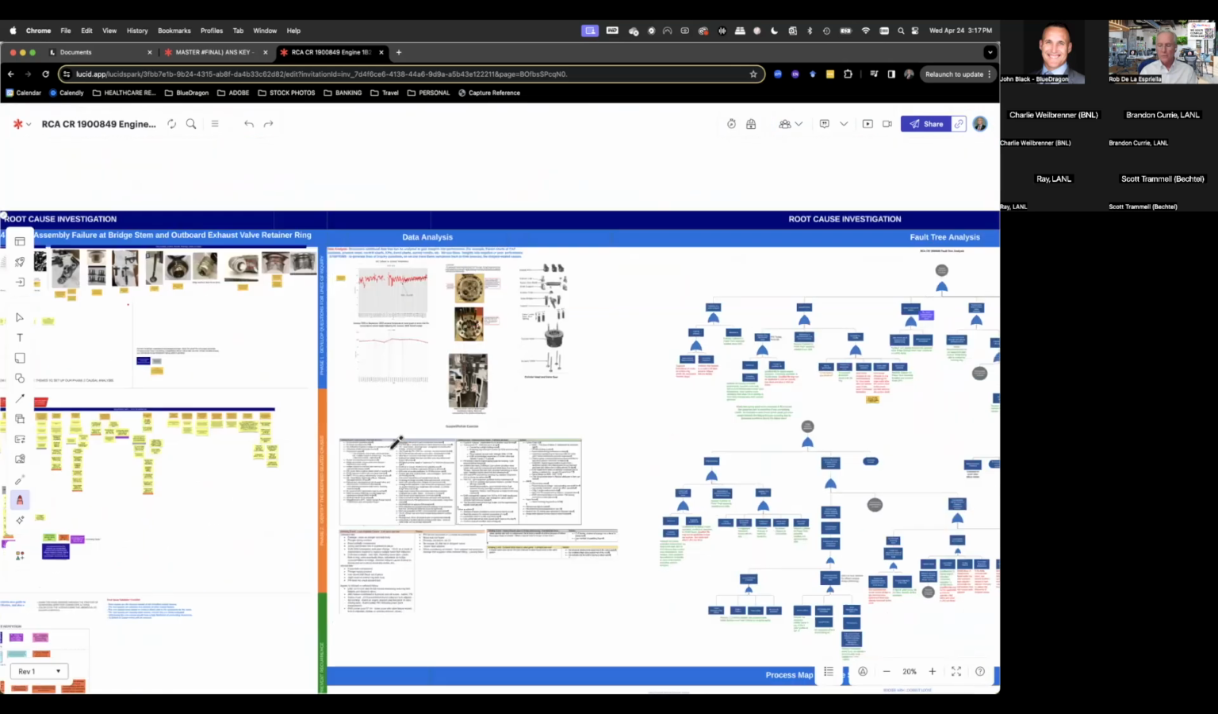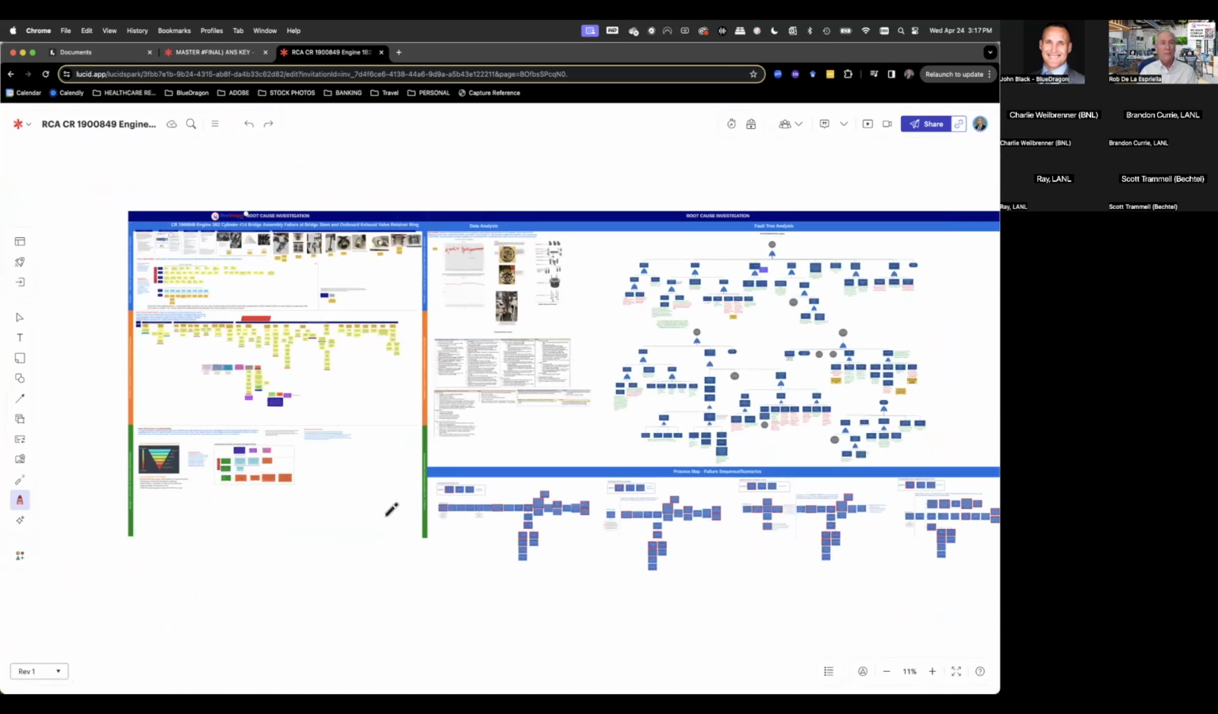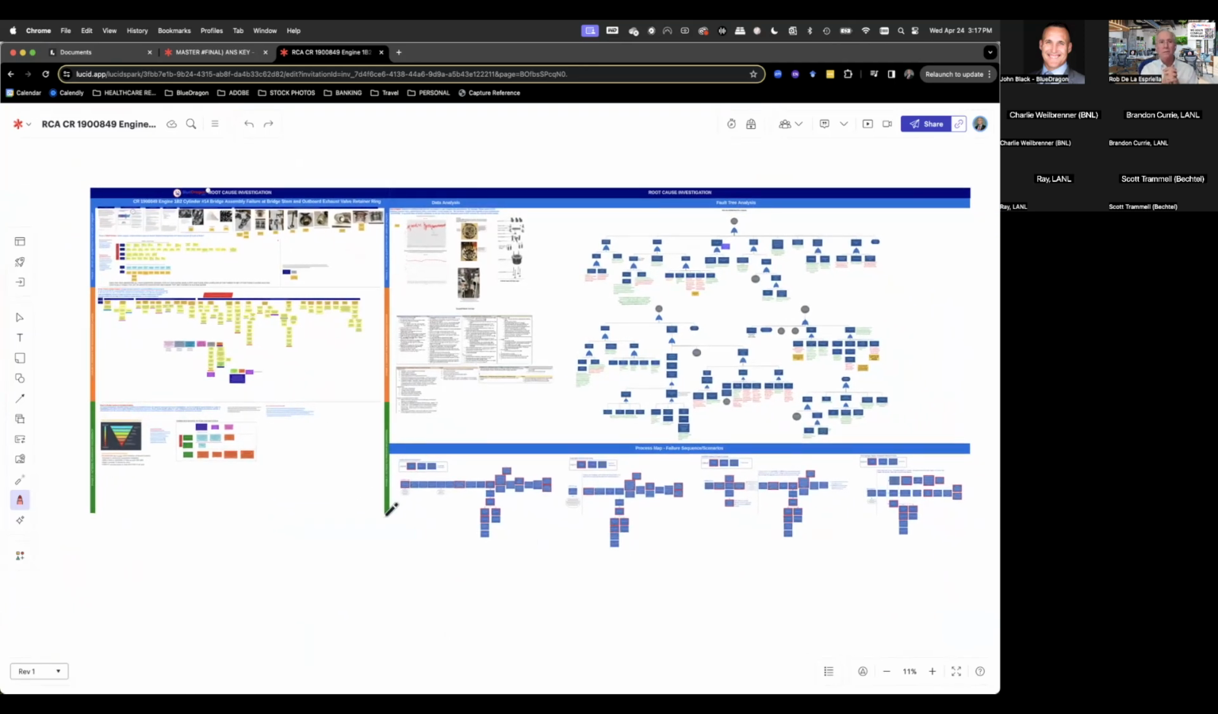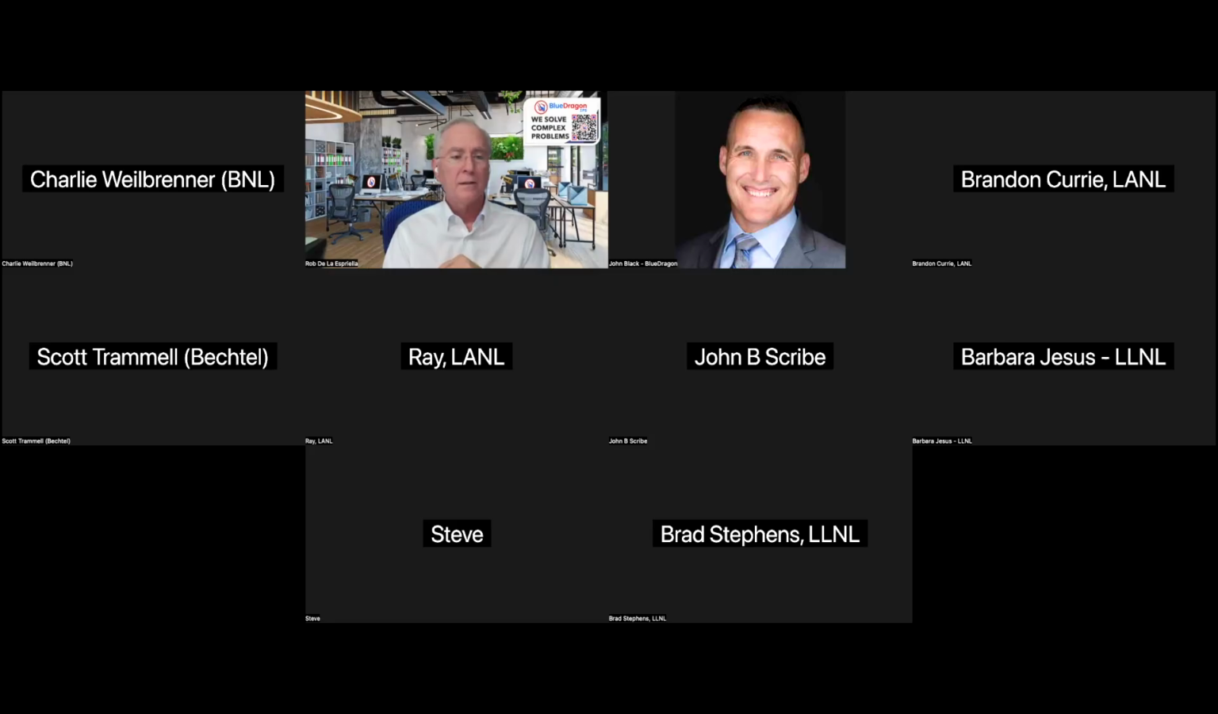So we wanted to keep hammering on this concept because no methodology up to this point has done this level of integration. They teach you all of the tools separately: the events and causal factors, the barriers, the fault trees, the process mapping. Everything is taught separately.